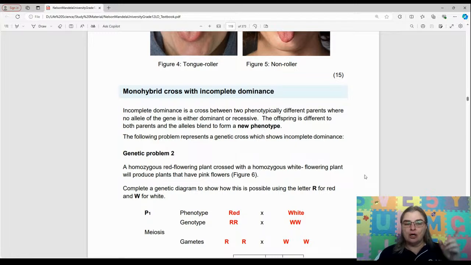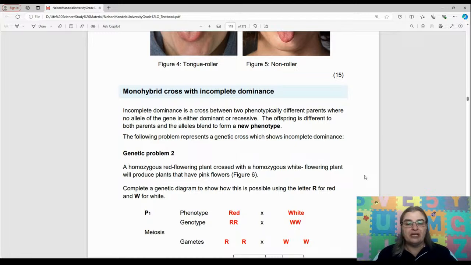Okay, so incomplete dominance is going to be a cross between two phenotypically different parents, okay, which means how the two parents look. They're going to look different, and we're going to combine them, and we don't have one of the alleles being dominant or recessive. It's kind of like it's incomplete. It's kind of nobody wins. Everybody slugs it out, and I want my genes to dominate. No, I want my genes to dominate. And they can't agree, and in the end, the resulting offspring don't look like either parent. It's a different result, okay? But this is all to do with the phenotype, how it looks.